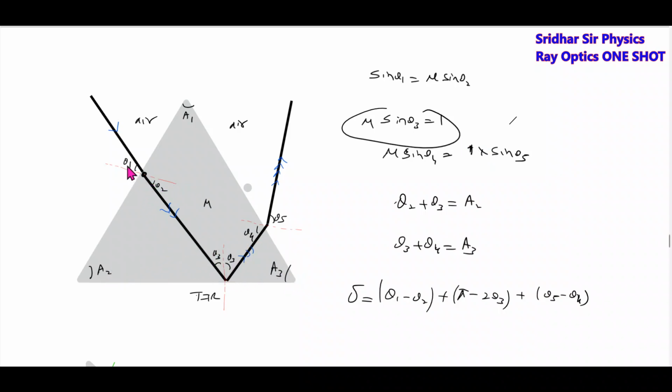Then the net deviation: moving from rarer to denser, theta 1 minus theta 2, the angle of incidence minus the angle of refraction. And where it undergoes TIR, the ray wanted to go straight, so it got deviated. It wanted to go straight like this. There's a deviation here. How much deviation? 180 minus 2 theta 3. Here, theta 5 minus theta 4. That's the net deviation. This is the general approach we are trying to develop.